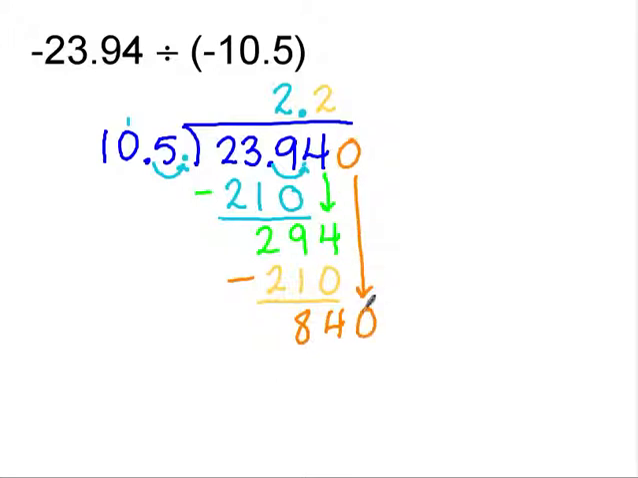And now I need to think, 105 goes into 840 how many times? Okay, let's see, 8. 8 times 5 is 40. So 8 times 0 is 0, but I've carried the 4. And then 8 times 1 is 8. That does in fact match. We're done. And so our answer, last thing you need to check is the sign. So I have a negative divided by a negative, which is a positive, so your answer is 2.28.